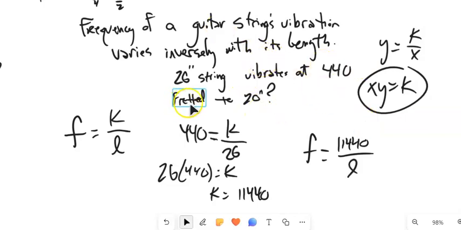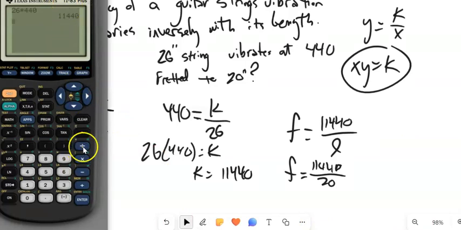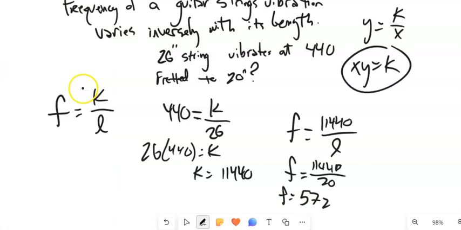So what if we shorten the string? We fret it, right? Just hold it down so it's only 20 inches long. What will the frequency be? Well, plug in 20 for L. And I'll grab my calculator again. There's my answer. Divide it by 20. Look, it looks like it would be 572.